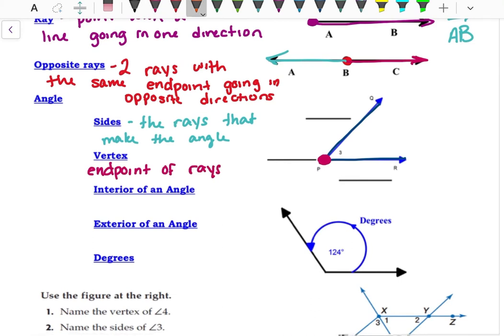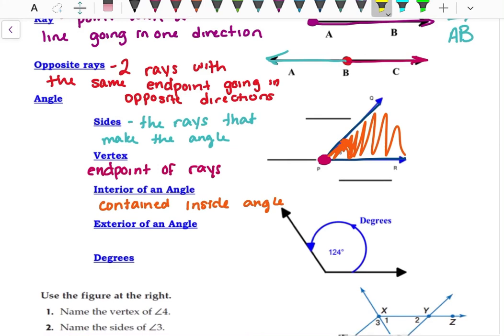The interior of an angle is the inside space, but interior means inside. So it's going to be this interior part. Everything in the middle of the angle is interior. So it's contained inside the angle, everything in between. The exterior of the angle is going to be everything not inside of the angle. So this is the exterior.